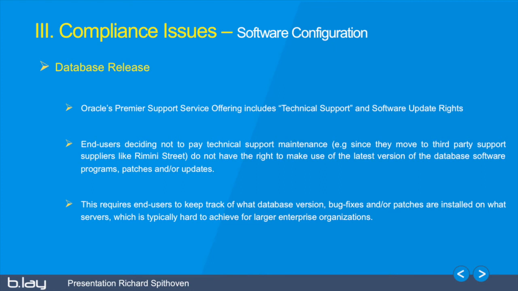That software updates license and support right also includes the right to make use of the latest version of the software. And therefore, end users that decide to not buy that support maintenance with their licenses, for example, because they are moving to a third-party support supplier like Rimini Street, typically don't realize that they need to keep track of the latest versions, bug fixes and patches that they're installing, because they only have the right to make use of those patches, latest versions and bug fixes up to the date on which they have paid support maintenance. And therefore it's not uncommon that people that decide to cancel their support maintenance at a later stage start installing versions that they're actually not allowed to make use of, causing compliance issues, which has quite some financial consequences.